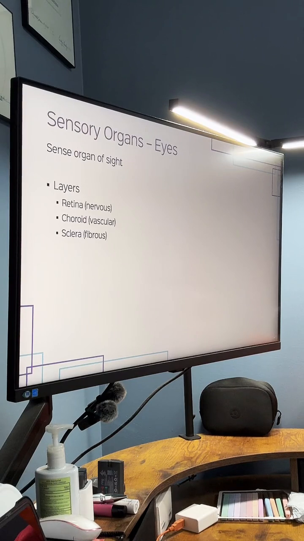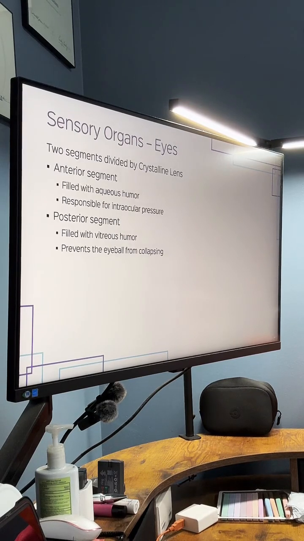Organs of sense are classified as a subsection of the nervous system. The sensory organs receive and filter your sensory input that is interpreted in the central nervous system. Organs of sense include your eyes and your ears. The eye is the sense organ of sight. The eyeball is made up of 3 layers. You have the innermost layer, which is the retina, the middle layer, known as the choroid, and the outermost layer, which is the sclera.